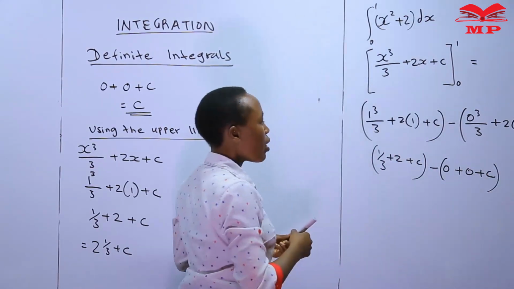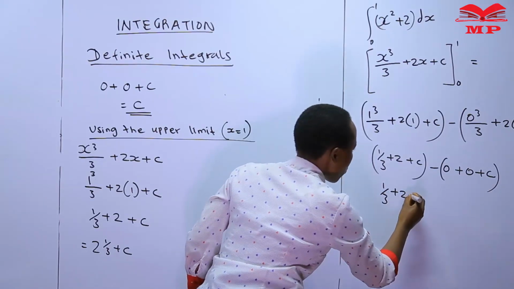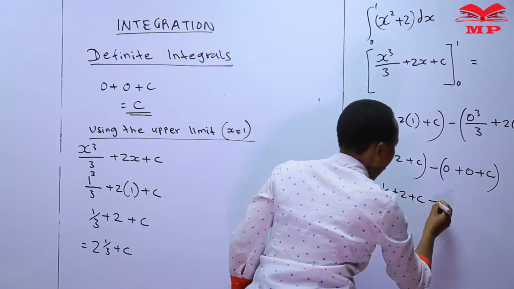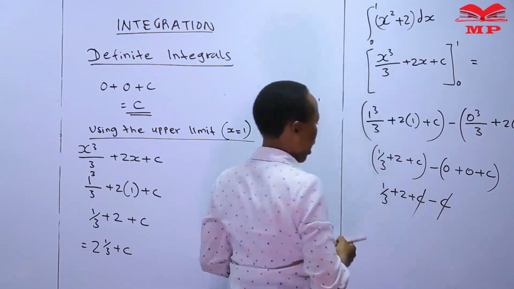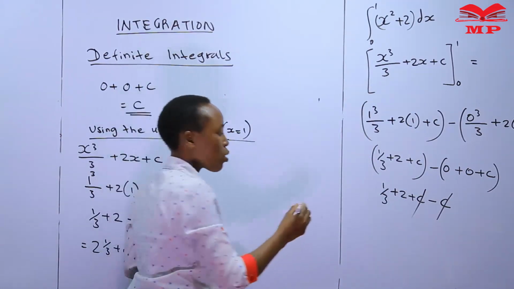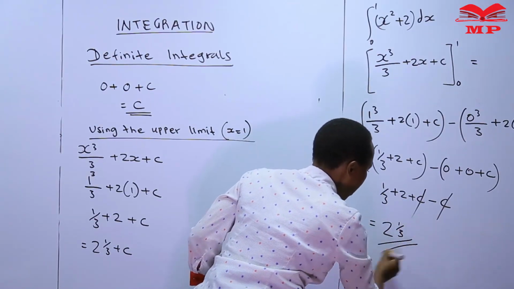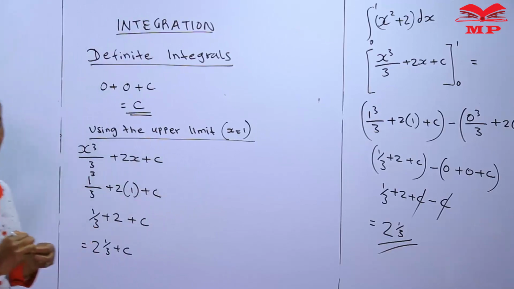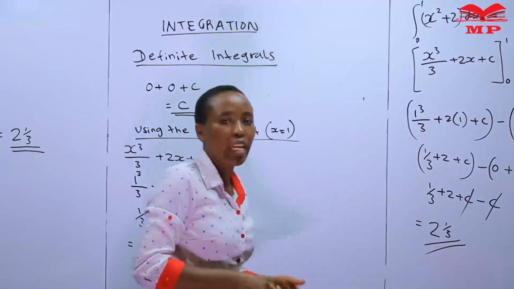So in our case here, we need to open the brackets. We get 1 over 3 plus 2 plus c, then minus, this is 0, so minus c. So c and c will cancel. So we have a third plus 2, which will give us 2 and a third. And that is our answer. So when we have a definite integral, we are going to get an exact answer. Like in this one, we have 2 and a third.